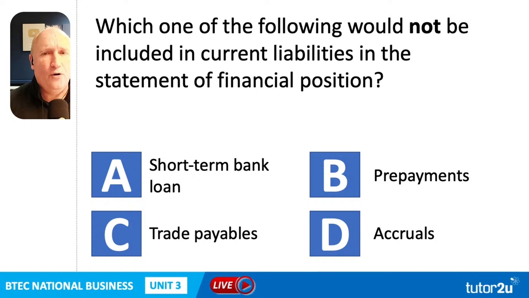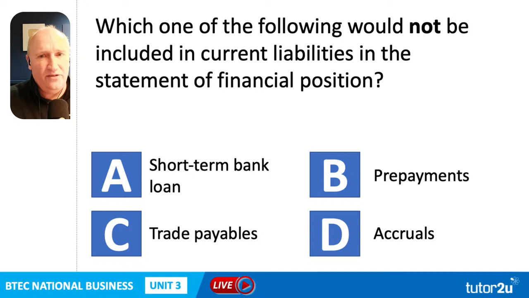So what do we think? Which one of the following would not be included in current liabilities? Jack's going D, Peter and Bartolo and Lucy and David and various others are going for B. What do we think? A few more coming in. A little bit of difference with these answers. Not quite everybody saying the same thing.